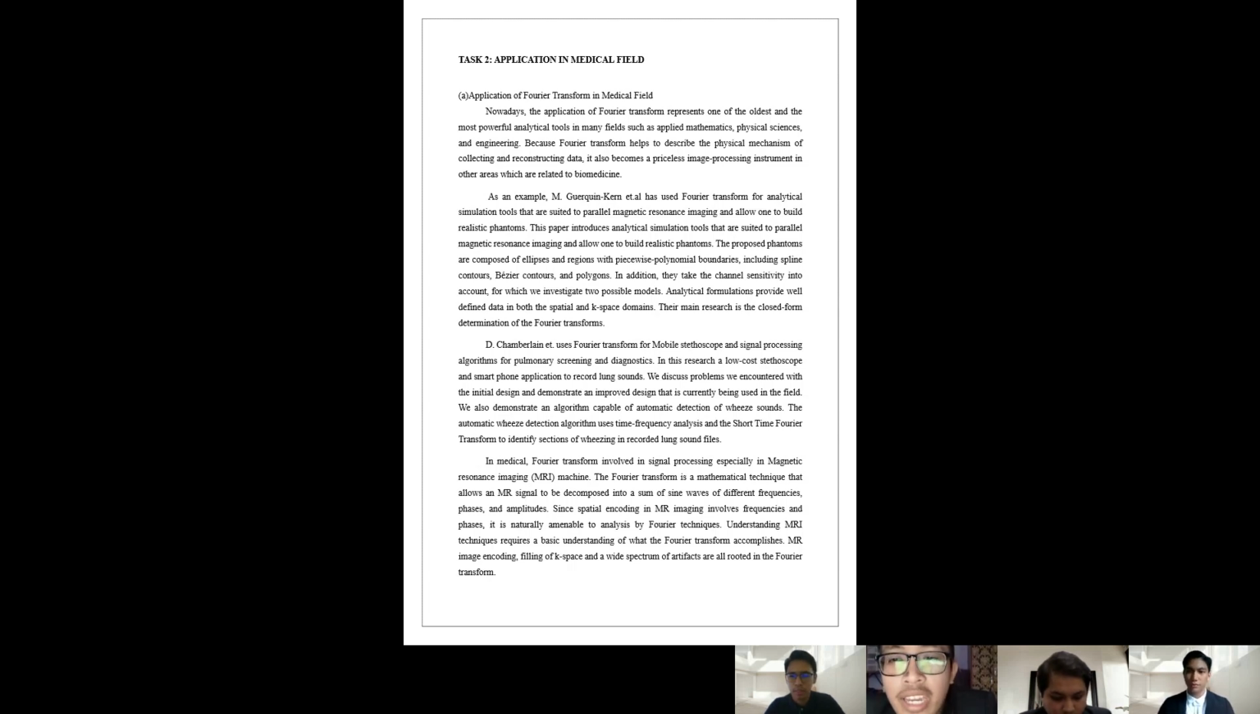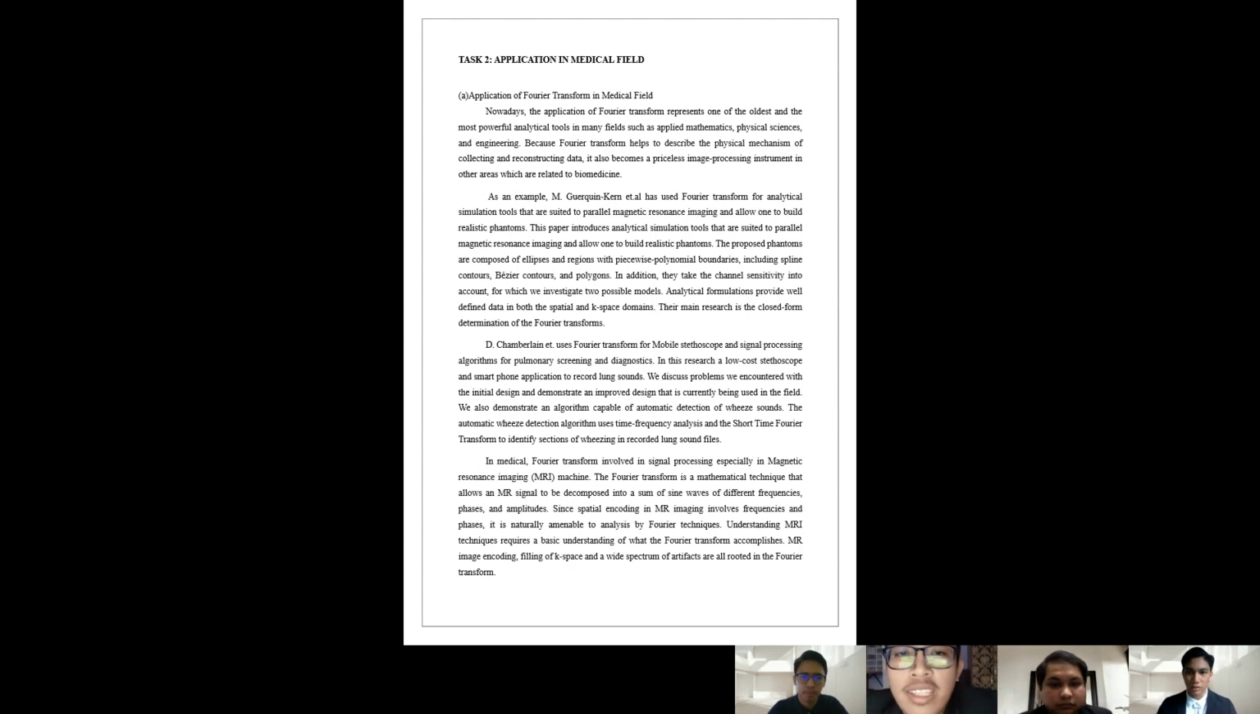This paper introduced analytical simulation tools that are suited to parallel magnetic resonance imaging and allow one to build a realistic phantom, including a spline, contours, Bezier contour, and a polygon. In addition, they take the channel sensitivity into account, for which they investigate two possible models. The first one is an analytical formulation, which provides well-defined data in both the spatial and k-space domain. Their main research is to close the determination for the Fourier transform.